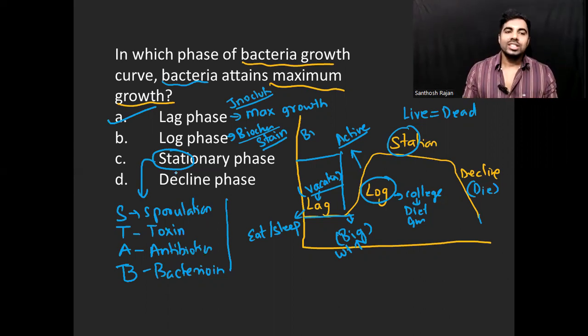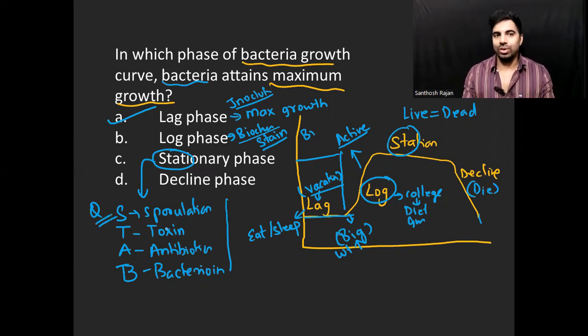Stationary means sporulation. The sporulation question was repeated many times, so please be careful. And maximum growth. These are the two questions frequently asked. So you should know this question. I'm sure that I made this easy for you guys. So remember your vacation, then college, then the stationary, and then decline. Okay. Got it? Now let's go to the next one.